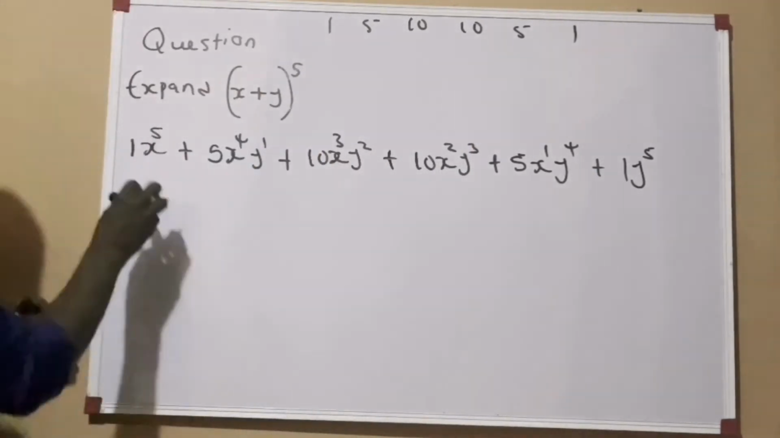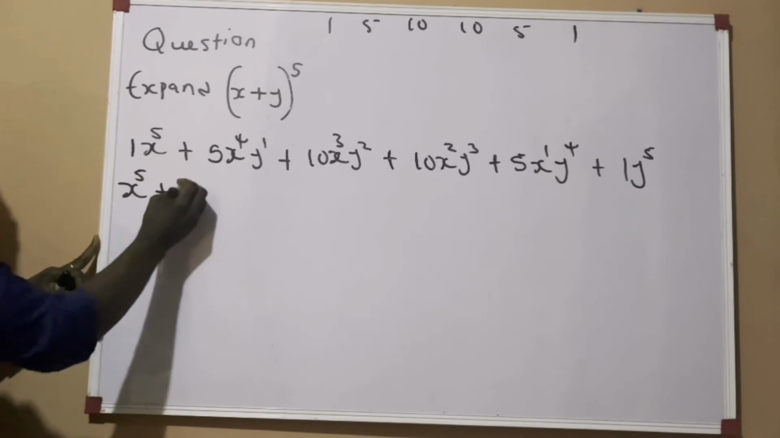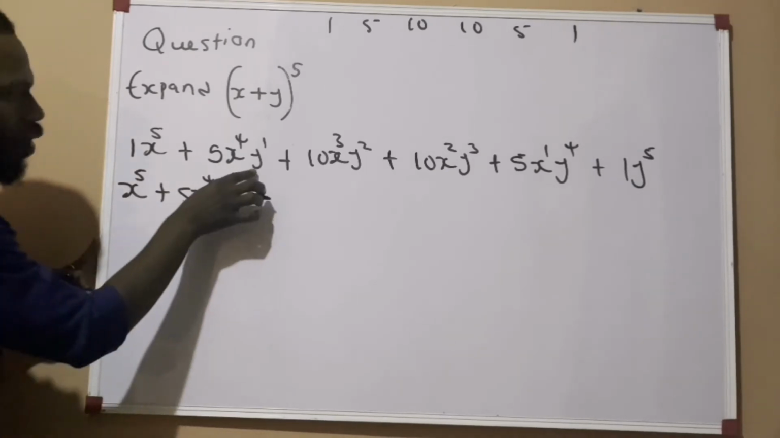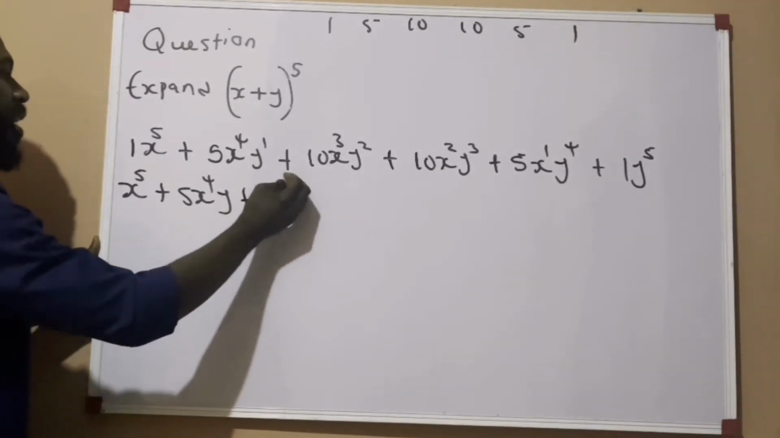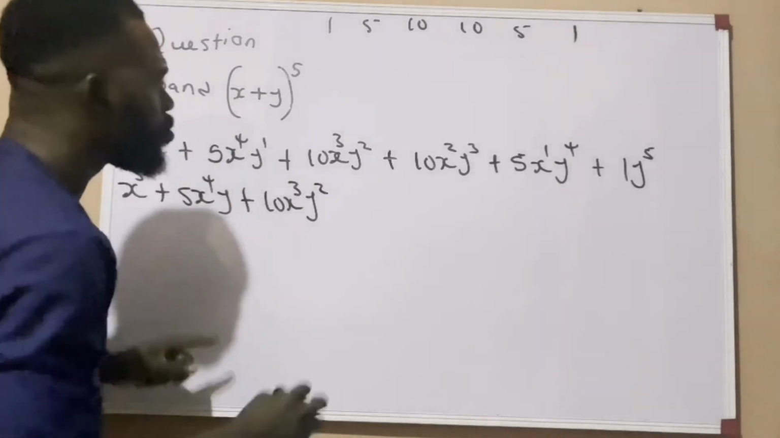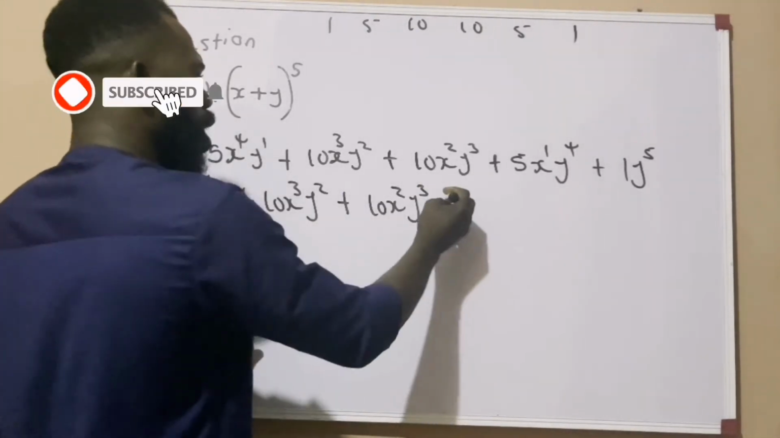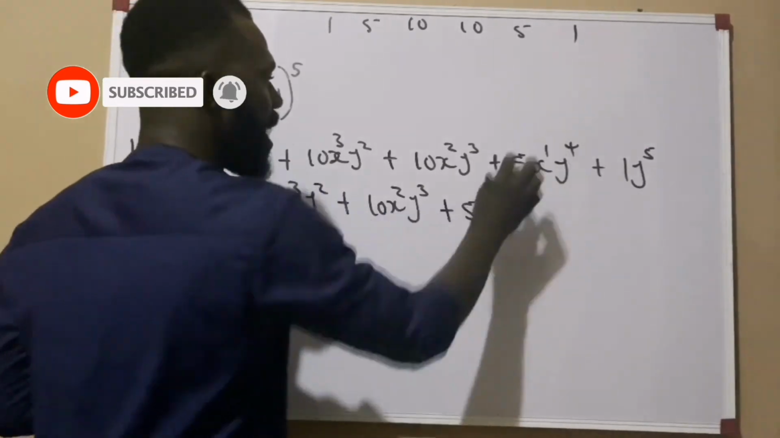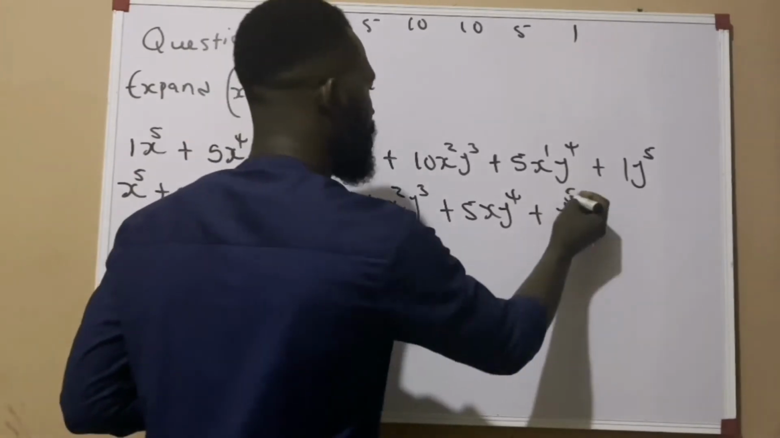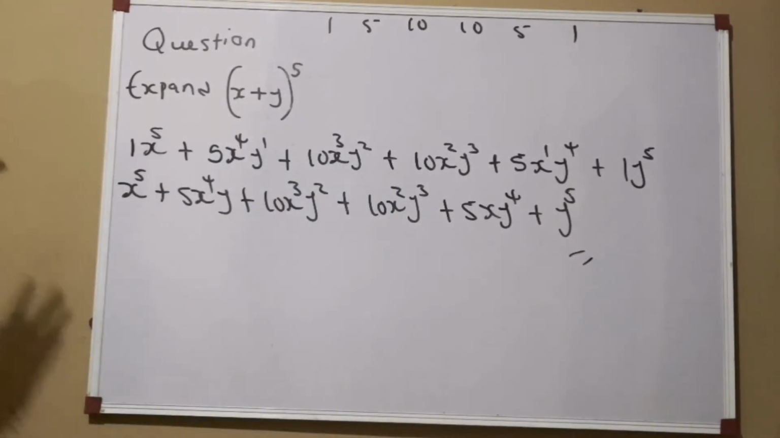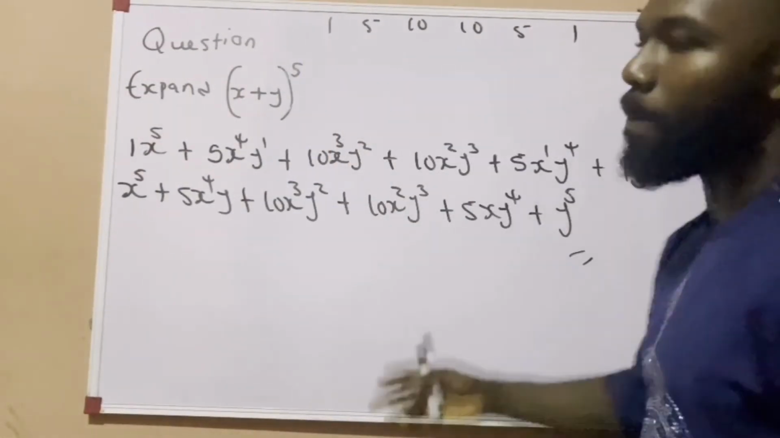So let's finish up. 1 times x raised to the power 5 still gives us x raised to the power 5, plus 5x raised to the power 4 and just y, because y raised to the power 1 is just y, plus 10x raised to the power 3 and y raised to the power 2, and 10x raised to the power 2 and y raised to the power 3, plus 5x, because x raised to the power 1 is x, and y raised to the power 4, and lastly y raised to the power of 5. This is the result you will get if we expand x plus y all raised to the power of 5 using Pascal's triangle.